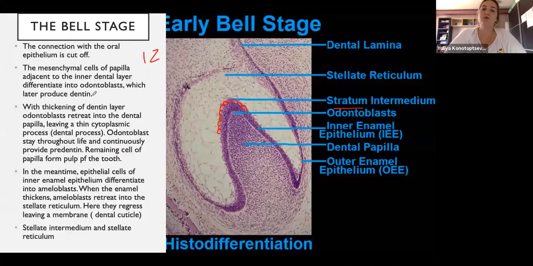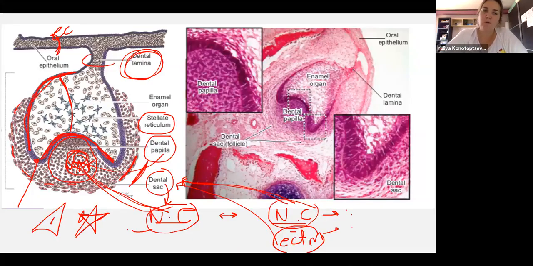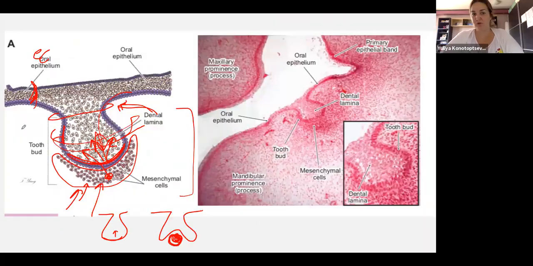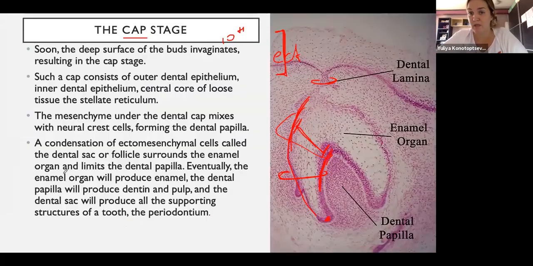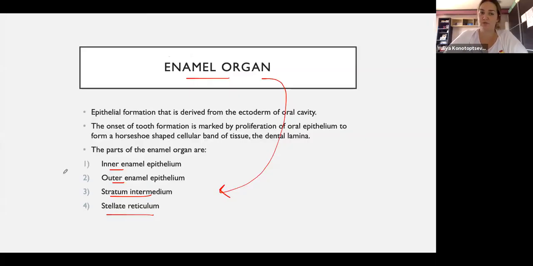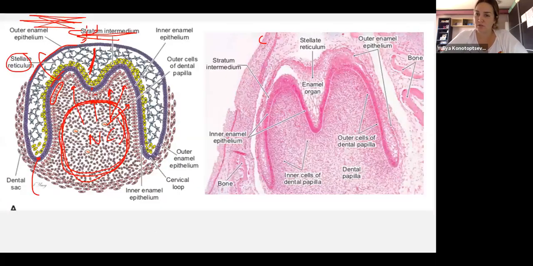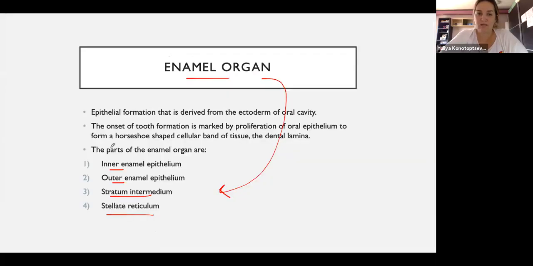What is the most important thing of the cup stage? We make enamel organ. We're actively making enamel organ. What is the most important thing about the bud stage? Well, I don't need to say it, right? So ectoderm invades the mesenchyme to make sure that a future tooth can develop. So are there any questions about the bell stage? No. Okay.